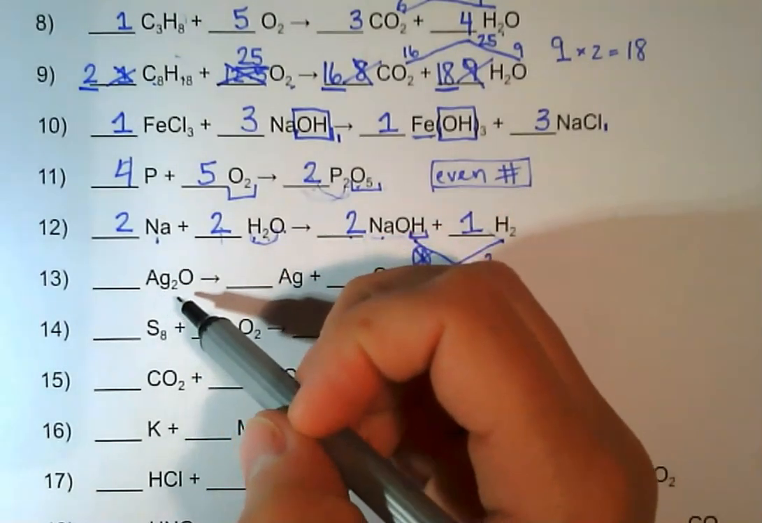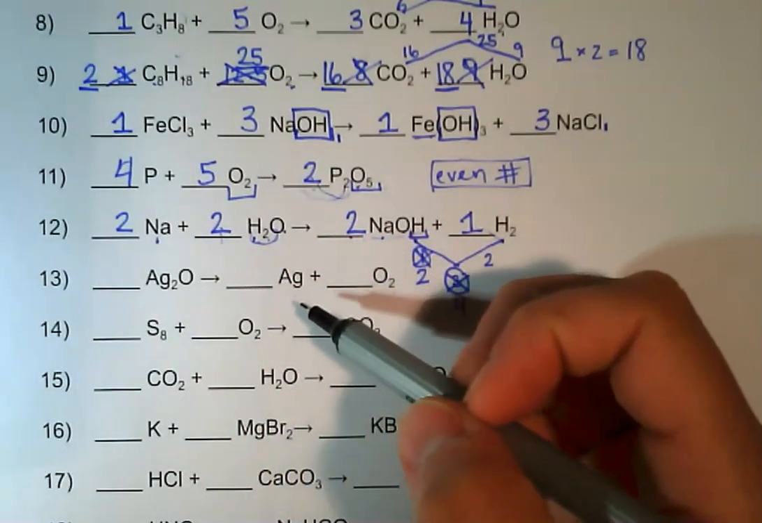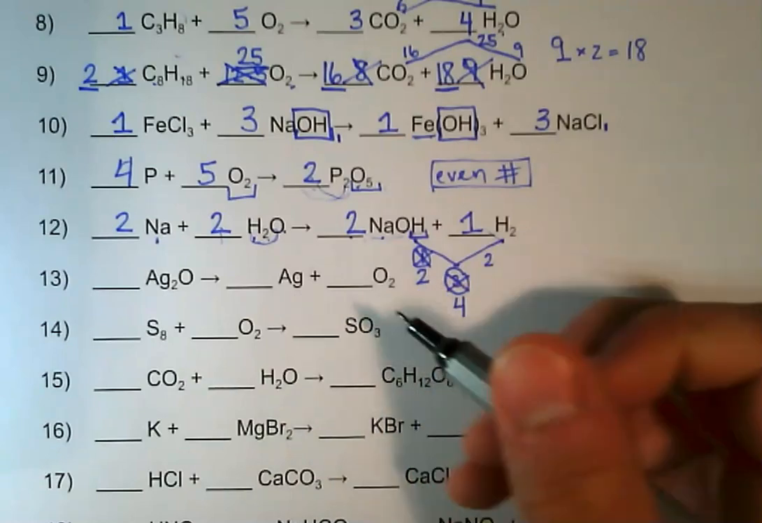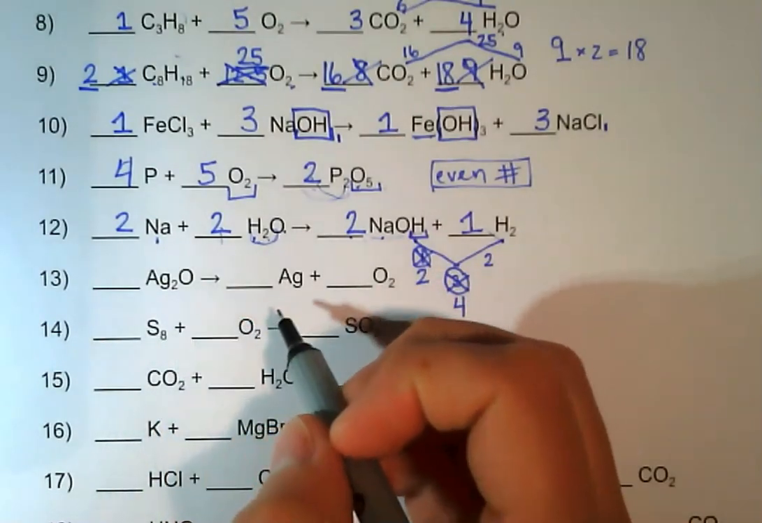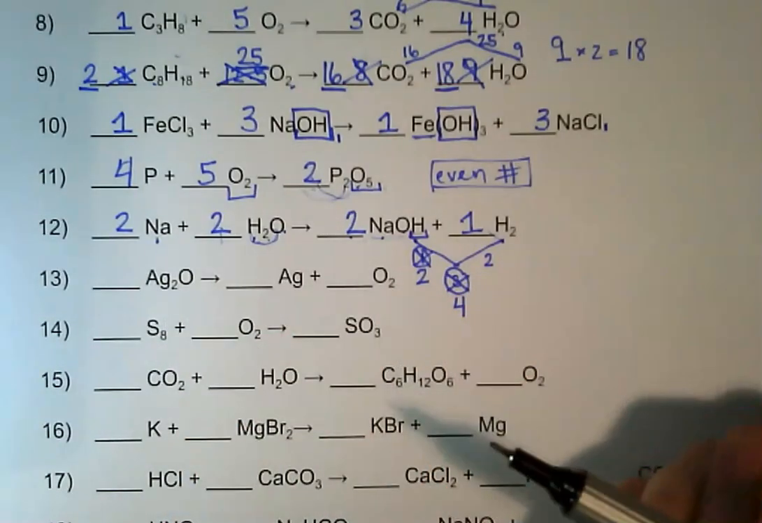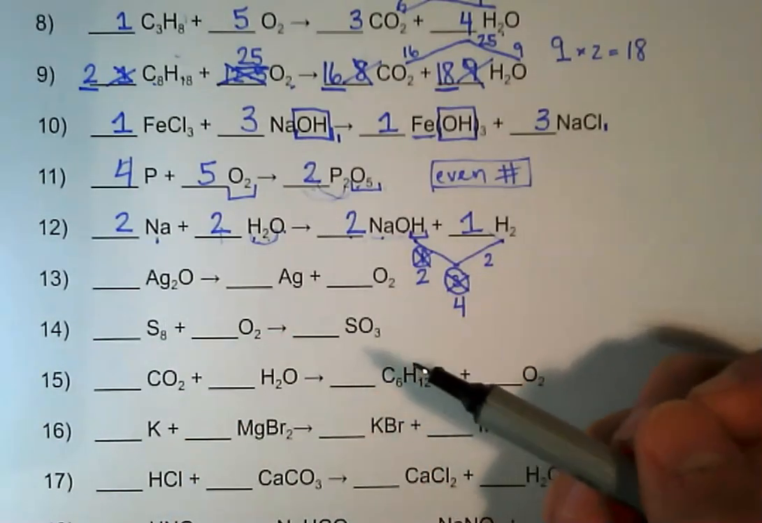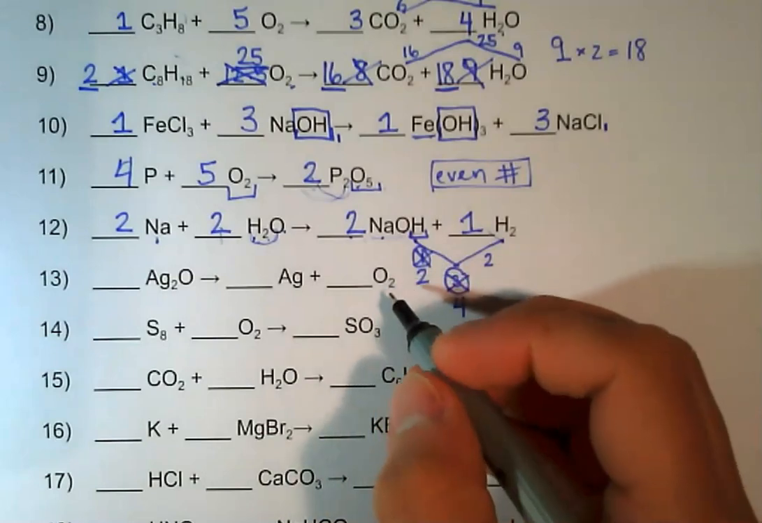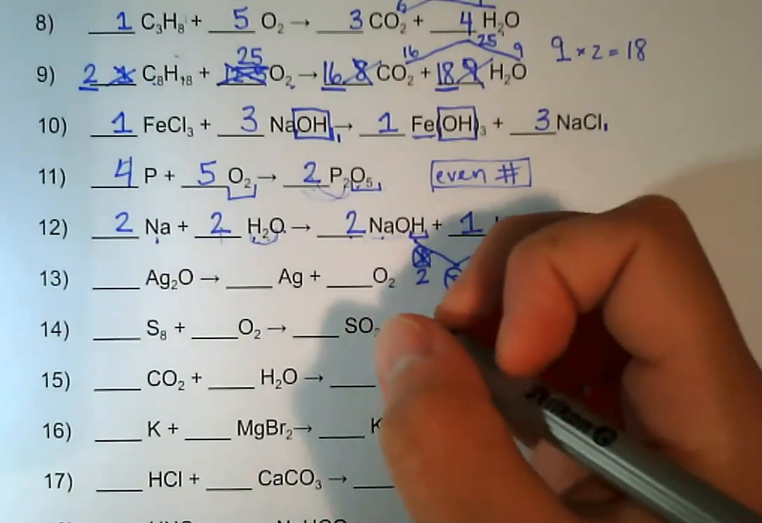Next, Ag2O gives us Ag plus O2. Let's see. So I have two things out of balance. I have silver and oxygen out of balance. Now I can start with either one, and this time let's start with oxygen.